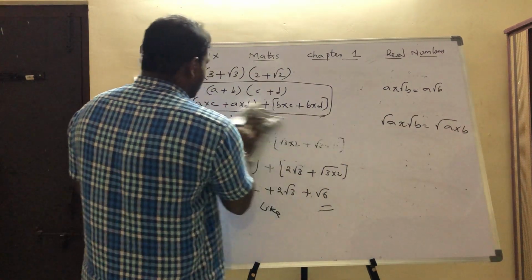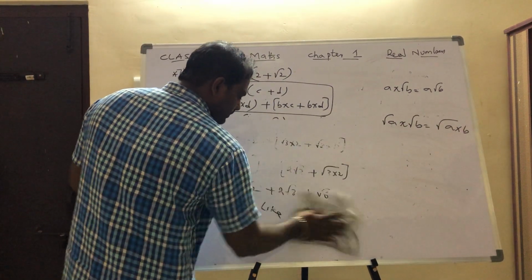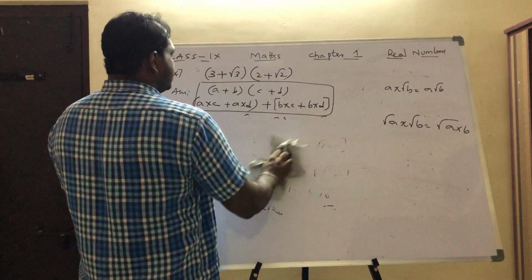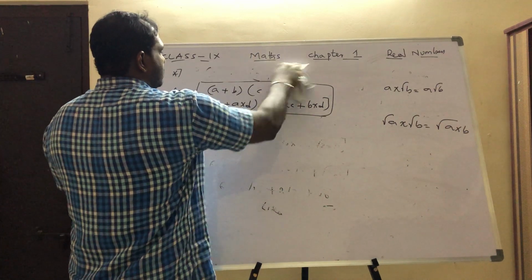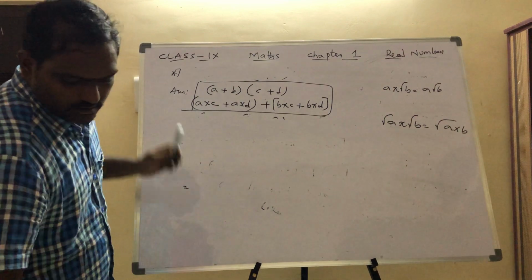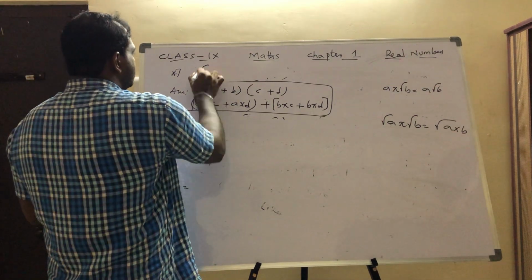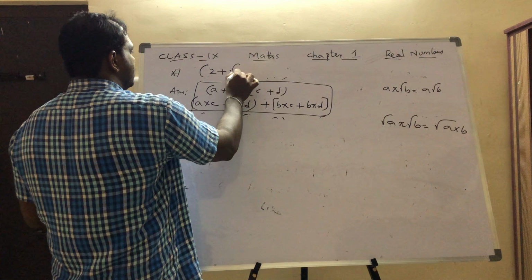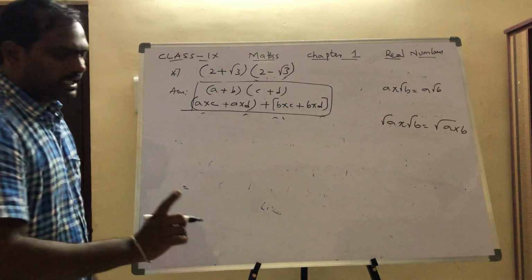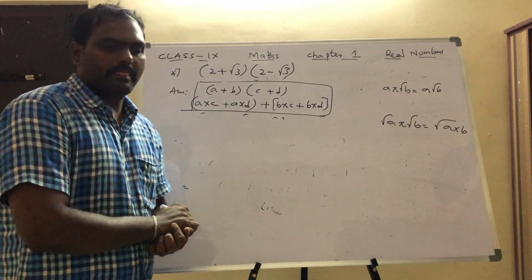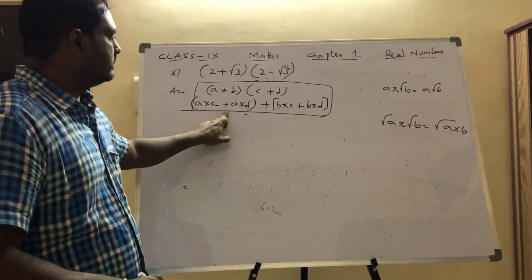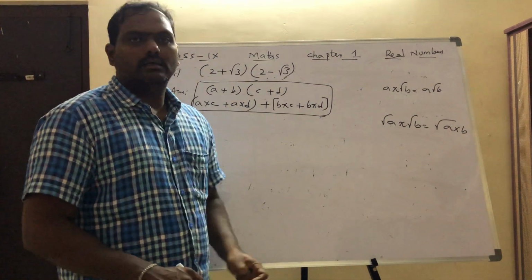Example number 2. I have to apply the same method for the next two also. The difference is that he has changed the symbols. Method is same. What is the question there? (2 plus root 3) into (2 minus root 3). Right? I'll tell you this in two methods. The first method is this, and I'll tell you the second formula method. So whichever you understand, you have to write that.